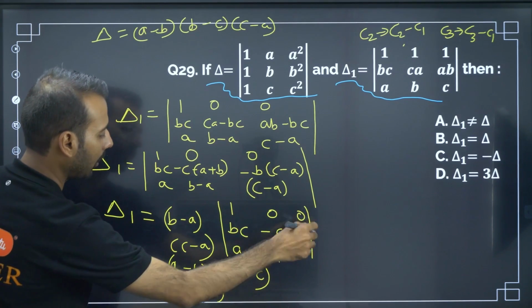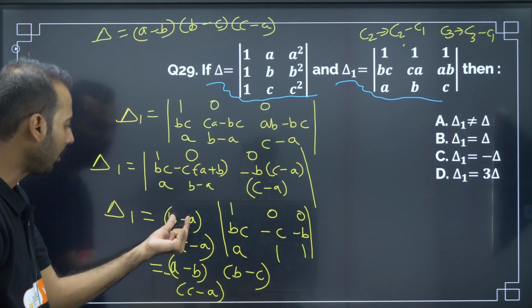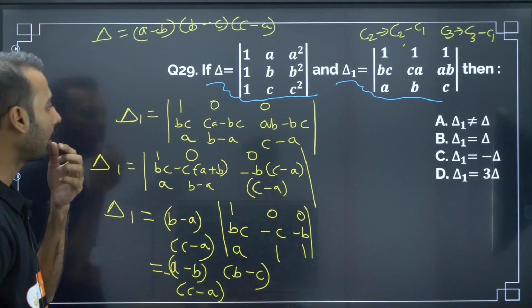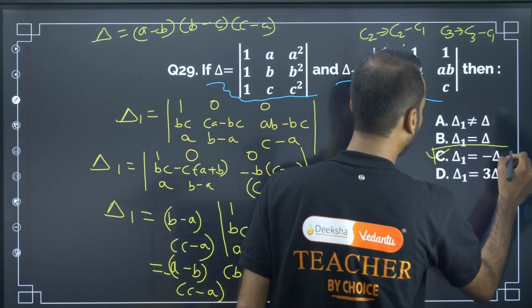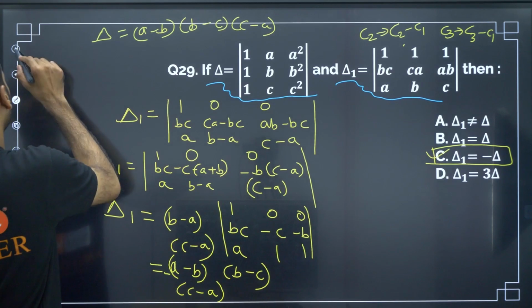Simplifying this, minus C plus B means B minus C. The value of this determinant is B minus C. Here I am taking minus common, since B minus A is there and it is A minus B, so I am writing minus outside. So delta 1 is there. If you compare, you will get that delta 1 is equal to minus delta. That is the answer for this. Moving on to the next question.